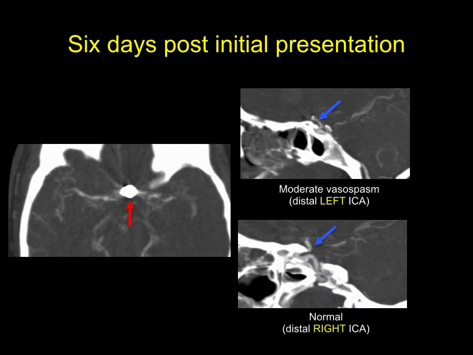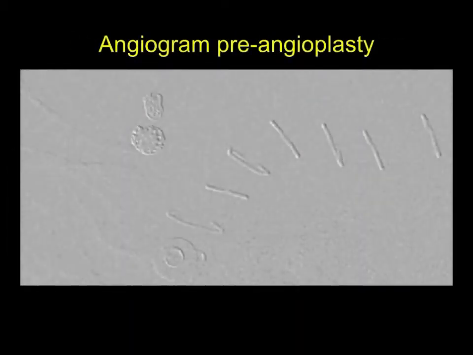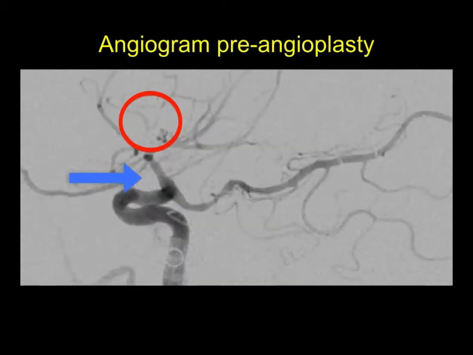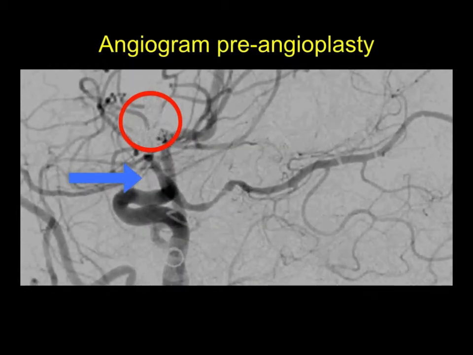In the image on the left, the red arrow is pointing to the coiled aneurysm. The image in the top right shows moderate vasospasm in the left distal internal carotid artery relative to the contralateral side, which is depicted in the bottom right image. The patient was subsequently diagnosed with symptomatic vasospasm, and a decision was made to treat this patient with endovascular balloon angioplasty. Here is a selected portion of the pre-angioplasty cerebral angiogram, which demonstrates moderate vasospasm in the left distal internal carotid artery. The circle indicates the coiled aneurysm, and the blue arrow indicates narrowing of the distal left internal carotid artery.